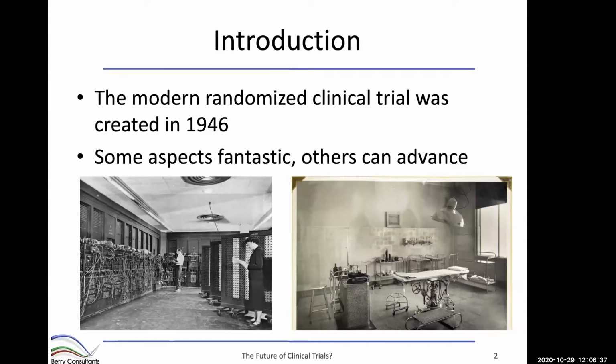One thing to keep in mind is that the modern randomized clinical trial was created in 1946. Some aspects of this are wonderful. I mean, randomization is hugely important for generating good causal inferences. But certainly, the world didn't stop in 1946. There's lots of room for advancement. I've got pictures here of a computer and an operating room in 1946. And certainly clinical trials have advanced. And I'm going to talk just about some of that. There are lots of different ways clinical trials have advanced.